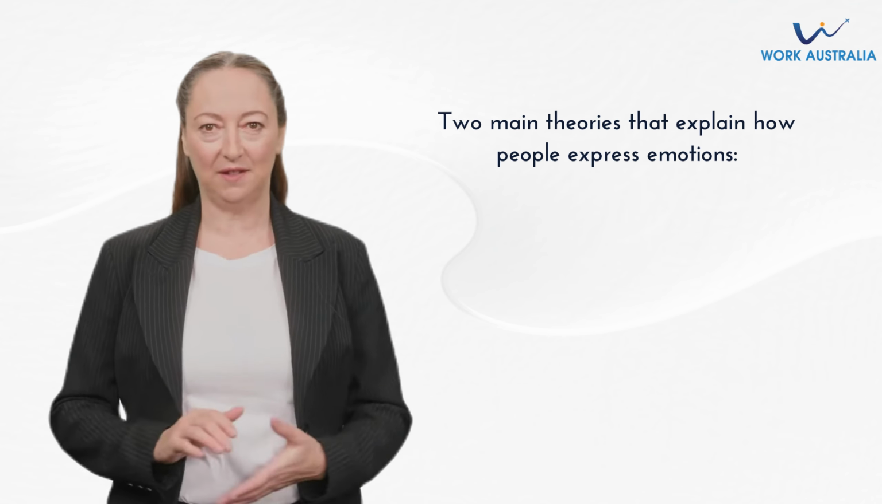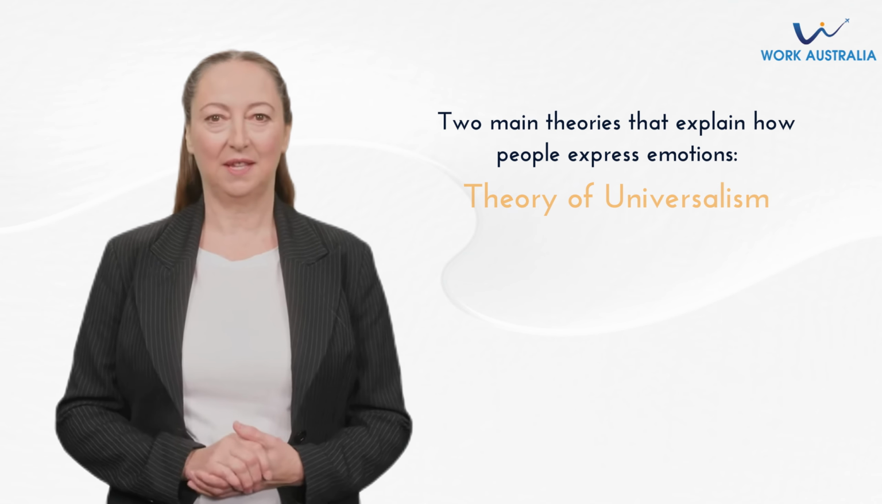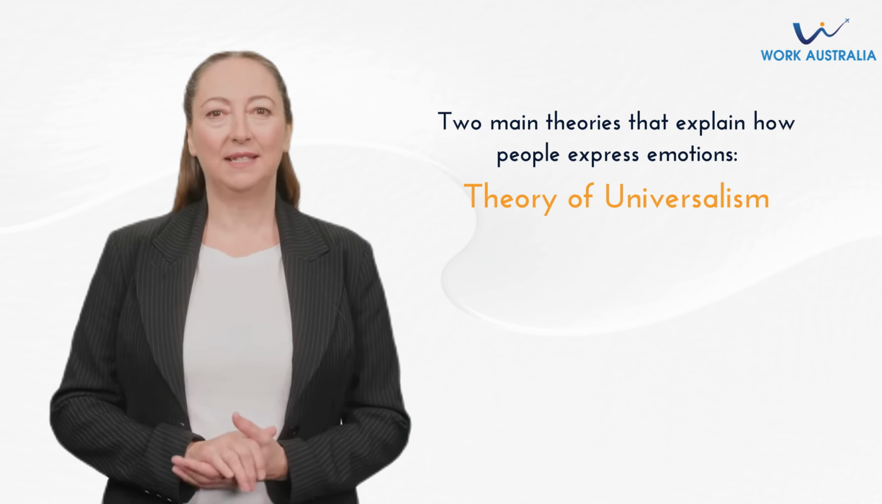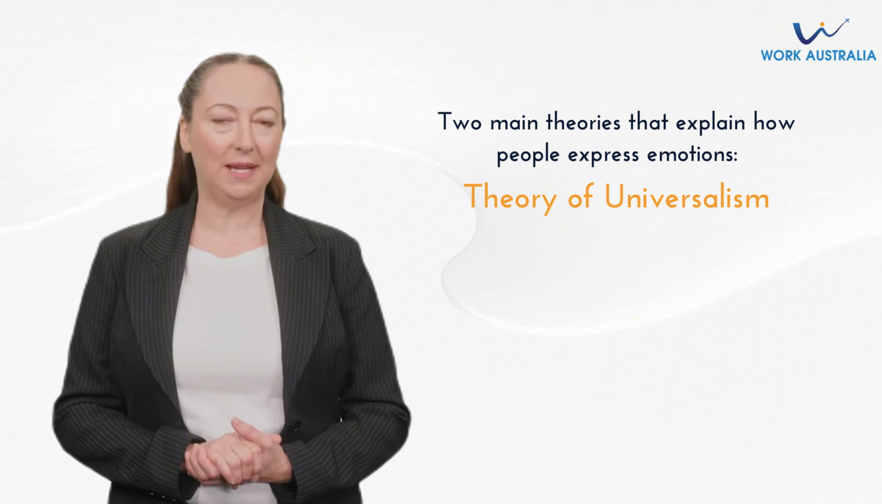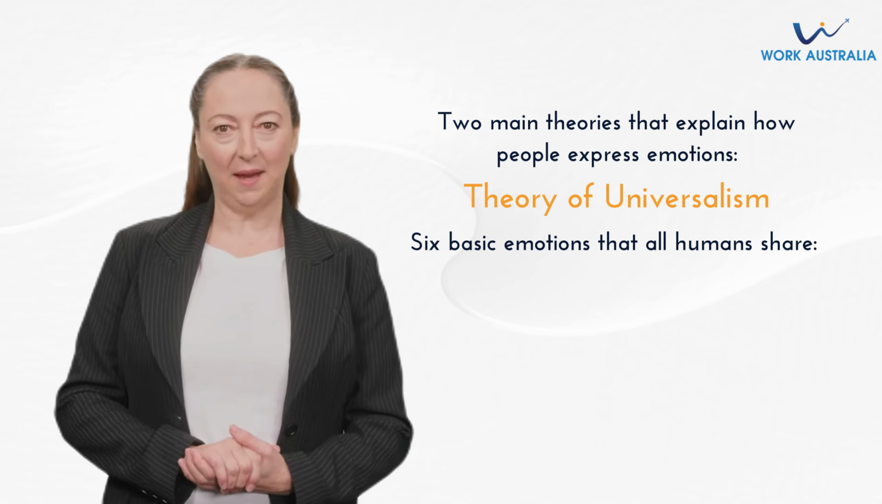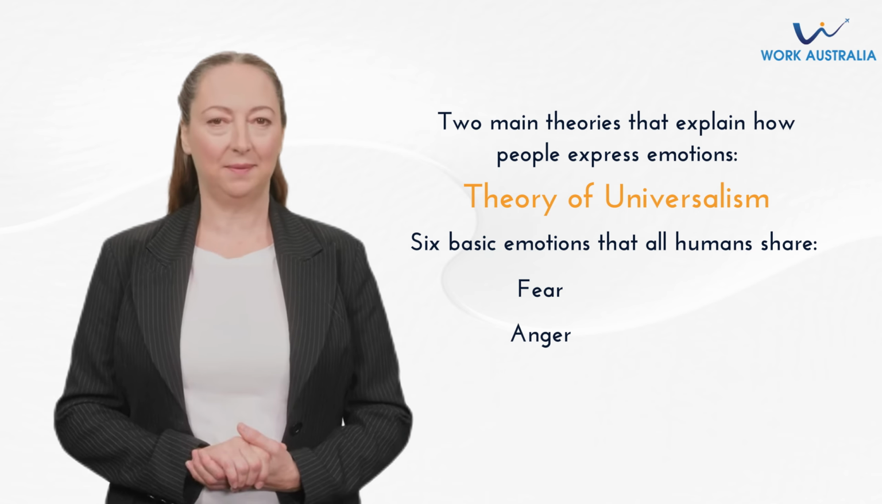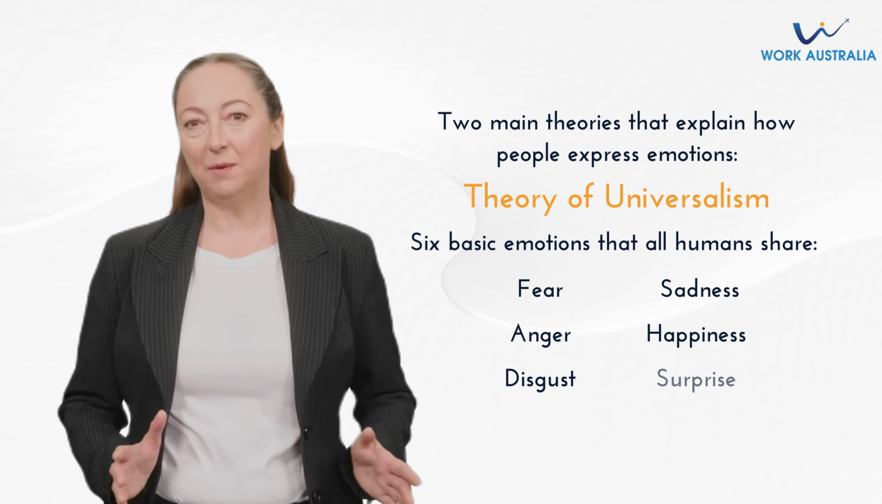Let's look at 2 main theories that explain how people express emotions. First is the theory of universalism. This theory suggests that everyone feels and expresses emotions in the same way, no matter their culture. According to this view, there are 6 basic emotions that all humans share: fear, anger, disgust, sadness, happiness, surprise.